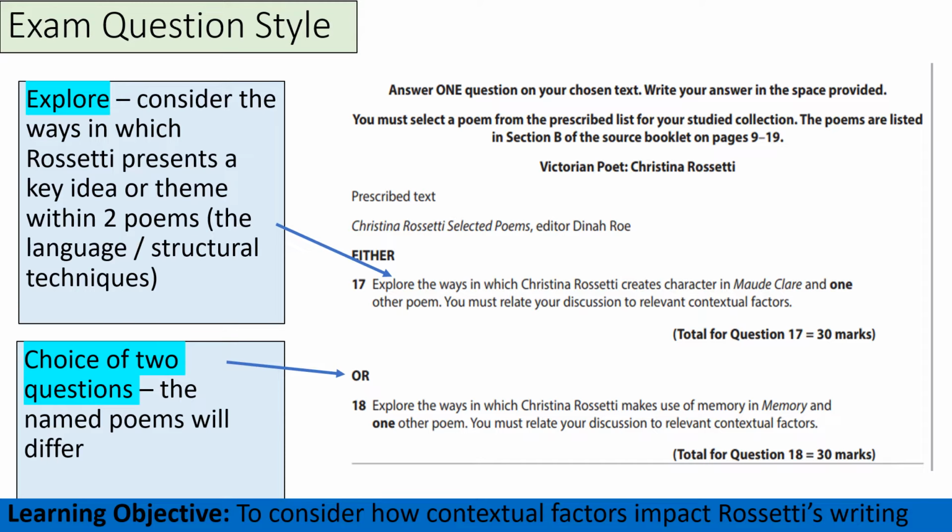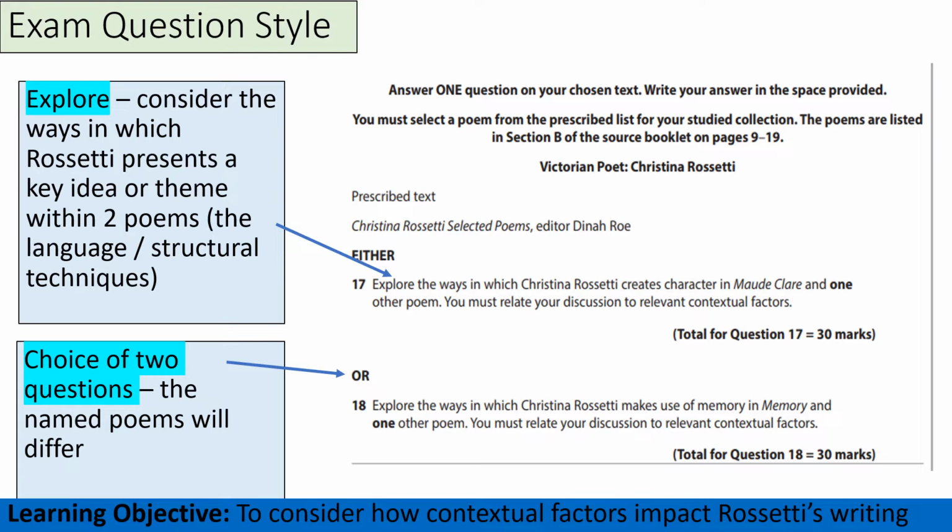And then you either, in this case, explore the ways in which Christina Rossetti creates character in Maud Clare and one other poem. You must relate your discussion to relevant contextual factors. Or explore the ways in which Christina Rossetti makes use of memory in Memory and one other poem. You must relate your discussion to relevant contextual factors. You'll note that both are out of 30. You'll note that it's questions 17 and 18 you will be answering. And you'll also note that the poems are different.